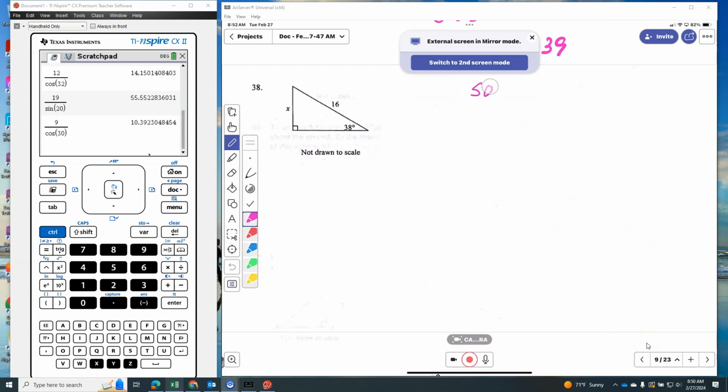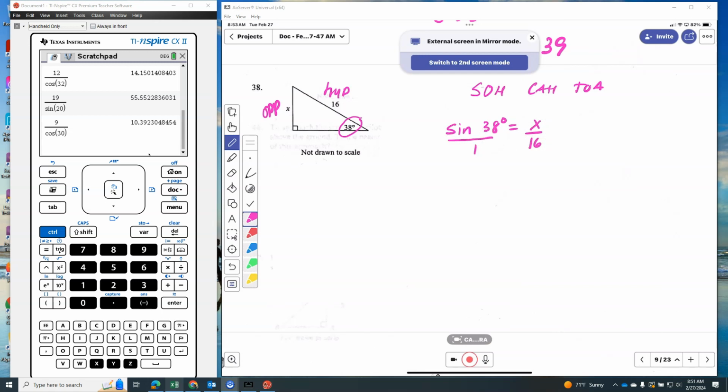Number 38 is a right triangle. So once again, write down your mnemonic statement, SOH CAH TOA. We look at the angle. This is the hypotenuse. That's the opposite. So we're looking at sine. Sine of 38 degrees is equal to opposite, which in this case is x, over the hypotenuse, which is 16. We write a 1 here.